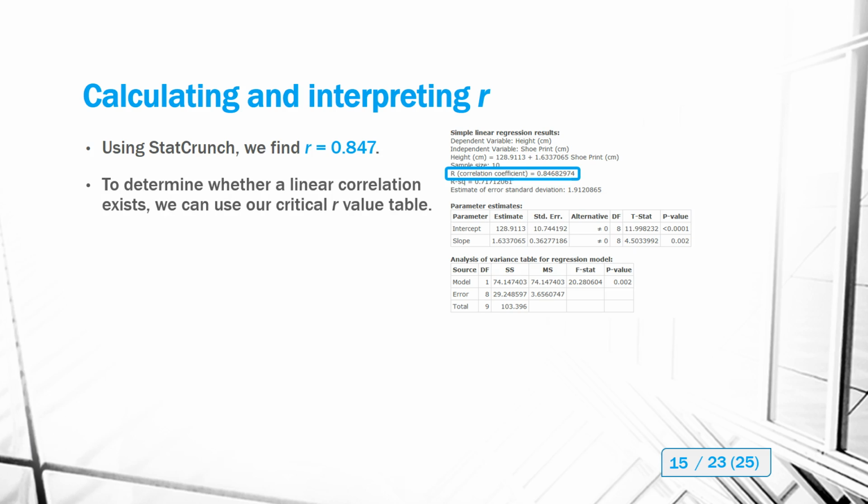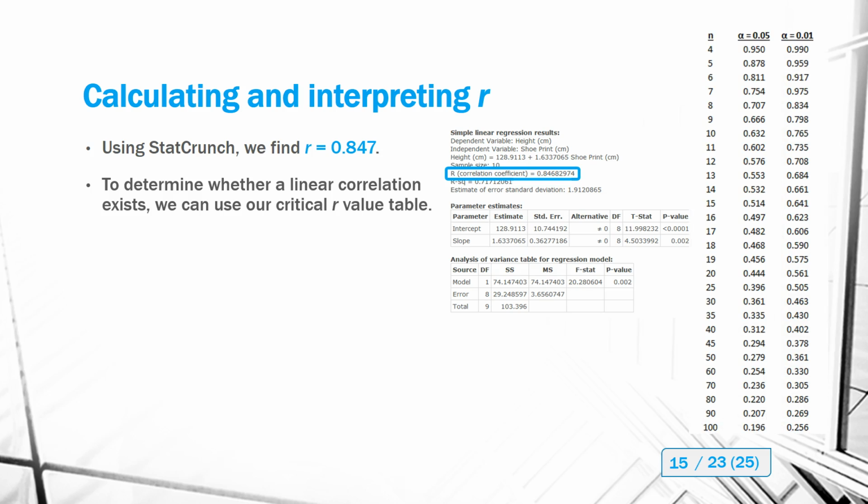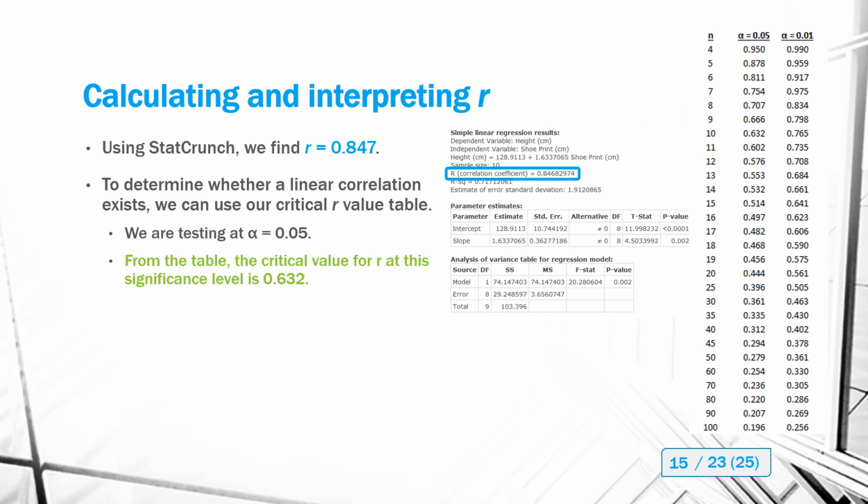We can determine whether a linear correlation exists with our critical R value table. So here once again is our critical R value table. We are testing at the 5% significance level, so alpha is 0.05. And then from the table, we notice our critical value is 0.632. How do we get that? Well, remember we had 10 pairs of data, so n is equal to 10. Alpha is equal to 0.05, so we want the value in the first column. That's going to be right here, 0.632.